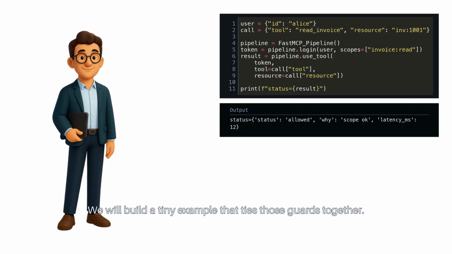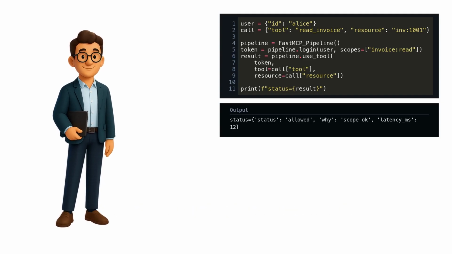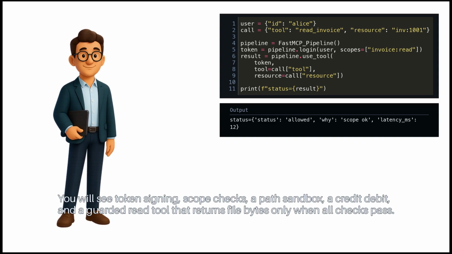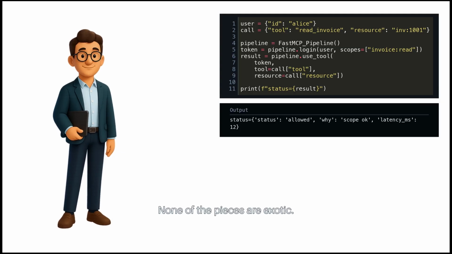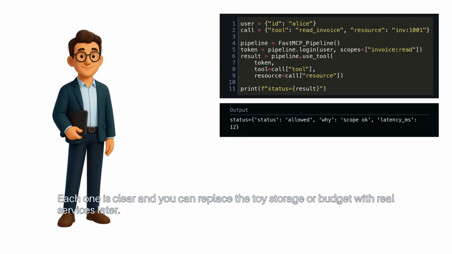We will build a tiny example that ties those guards together. You will see token signing, scope checks, a path sandbox, a credit debit, and a guarded read tool that returns file bytes only when all checks pass. None of the pieces are exotic. Each one is clear, and you can replace the toy storage or budget with real services later.